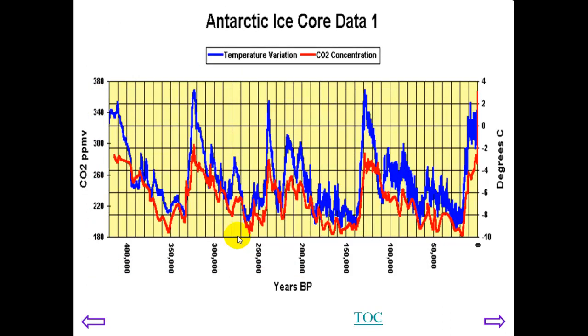So this is the Antarctic ice core data over 400,000 years. The red line is the amount of carbon dioxide. The blue line is the temperature variation. And you notice that they go together. When the temperature is high, the carbon dioxide level is high. When the temperature is low, the carbon dioxide level is low. This is what this graph tells us. It doesn't give us any reason, doesn't tell us which is causing which. But there is a correlation between the carbon dioxide level and the temperature.